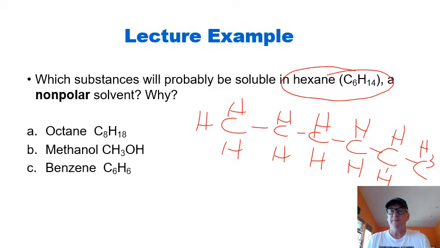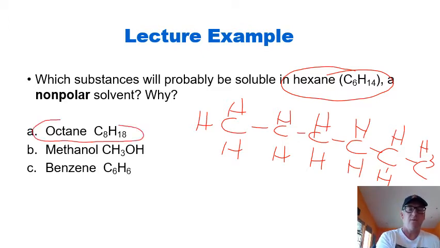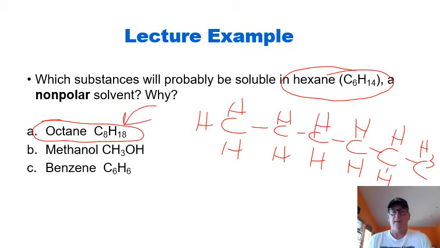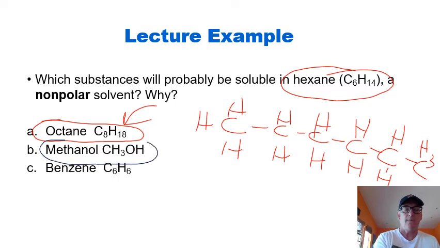So which of these would it be able to dissolve? Here I've got octane, which basically looks just like hexane, only has 2 more carbons on it. So that would be very soluble. This would be miscible. Octane, we would say, is miscible in hexane. They dissolve together fairly readily. Now let's look at the second example. Let's look at methanol. Methanol looks like this.